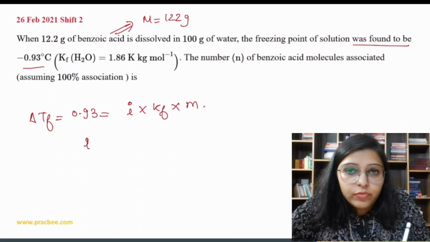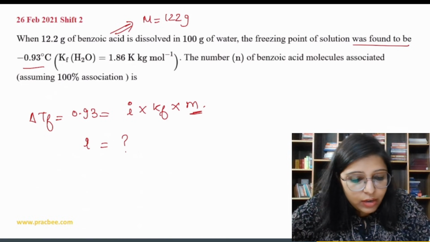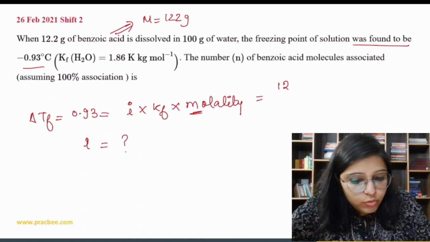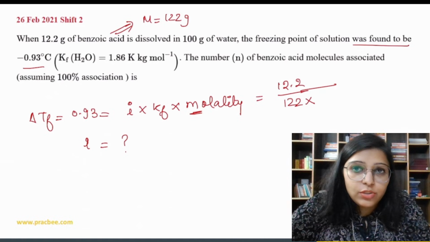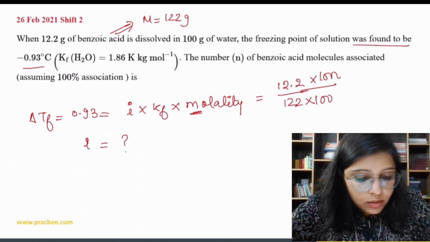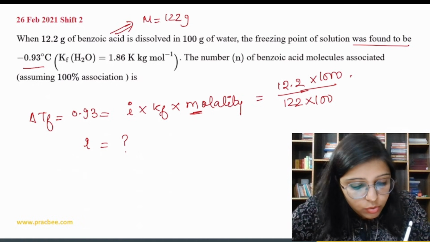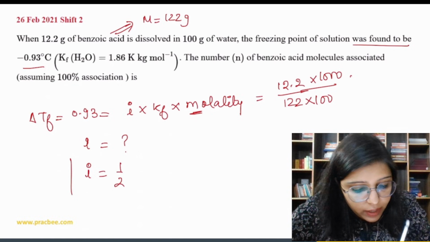So first you are going to find out the value of i. Everything is given. Molality, how to find out molality? Molality is number of moles 12.2 upon 122 into mass of solvent, which is 100 into 1000, right? So you can find out the value of i from here. So when you do so, i's value comes out to be 1 by 2.